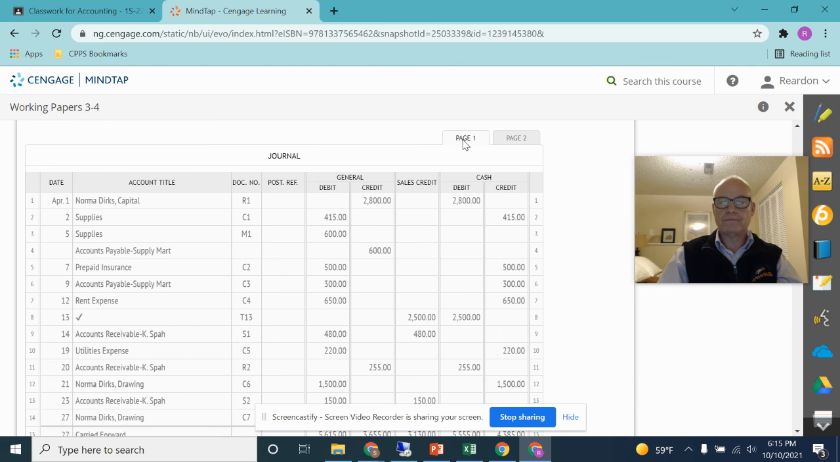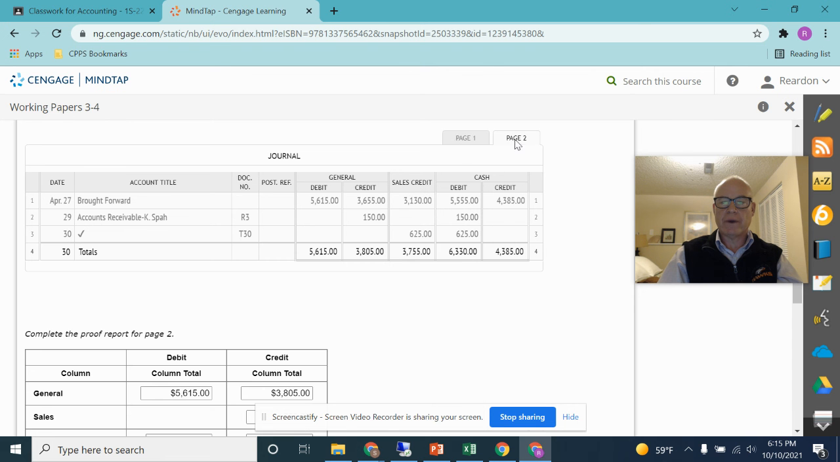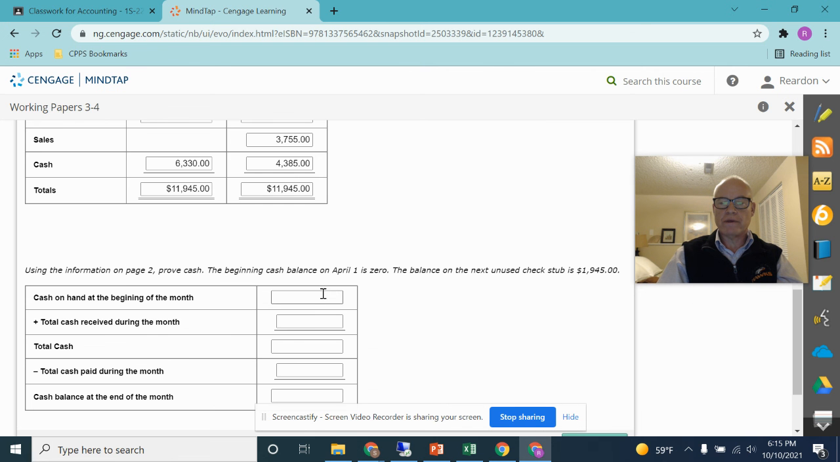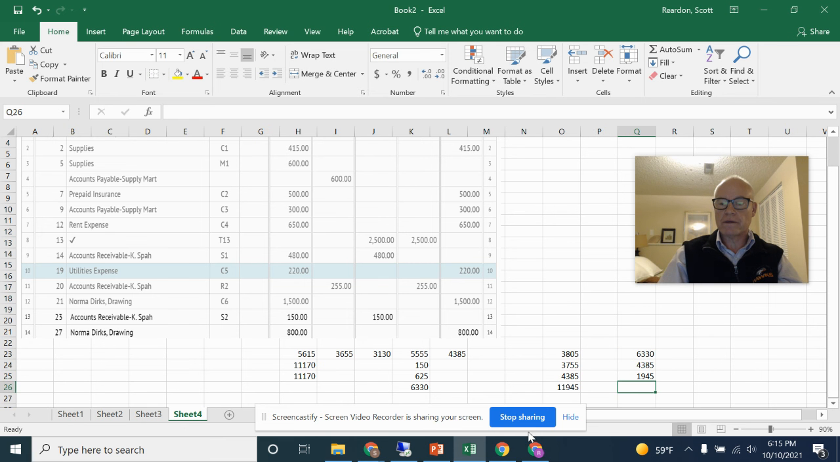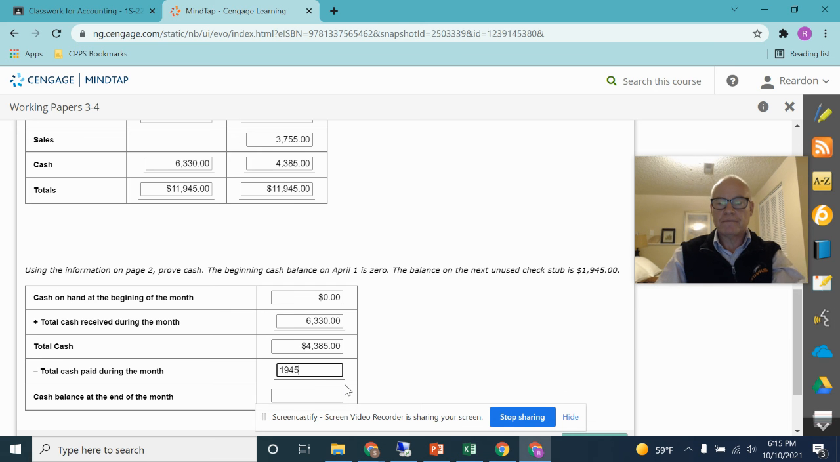Cash on hand at beginning of month. Let's go back to page 1. I didn't have any cash on hand at the beginning of the month. Thank you very much. That would be 0. Total cash received during the month. That'd be my debits for cash. Total cash credited for the month, 4385. Net difference, 6330. Whoops. 6330, 4385. The difference, the end of the month, my cash should be my debits minus my credits, 1945.